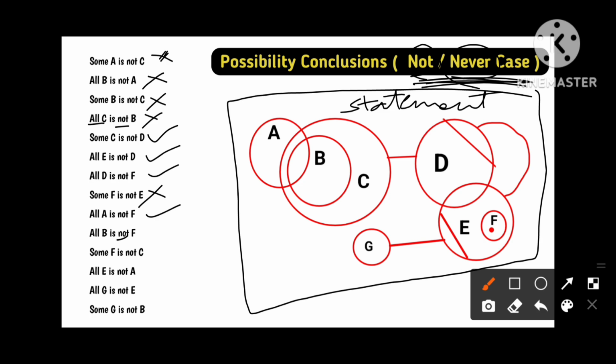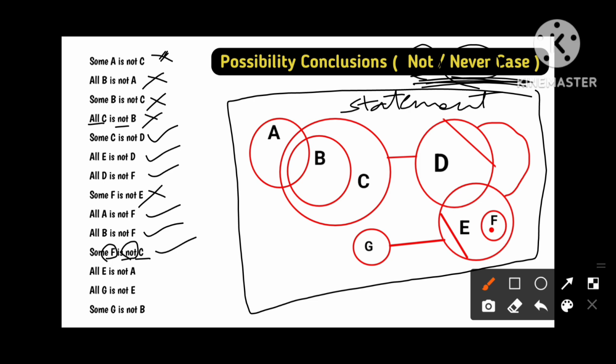Next one, here we see "not" again. So can all B be sharing with F? We already said that F doesn't share with anything except E. So sharing with B is not possible. So all case fails means not case will be true. So this conclusion will be true. Next one, here we see the same. F doesn't share with anything except E. Here it says that some part of F does not share with C. So this conclusion is true.